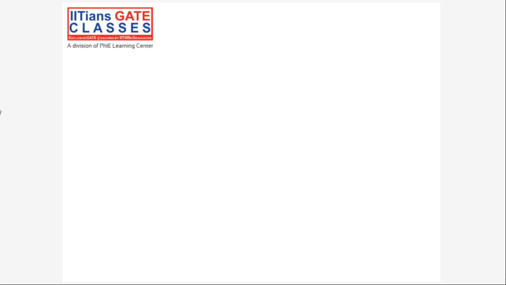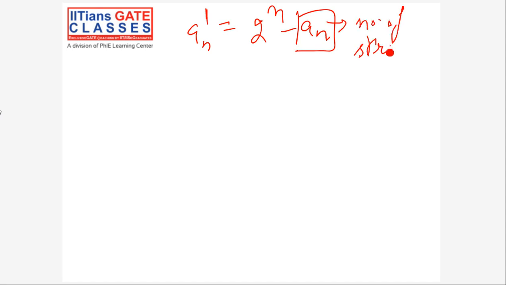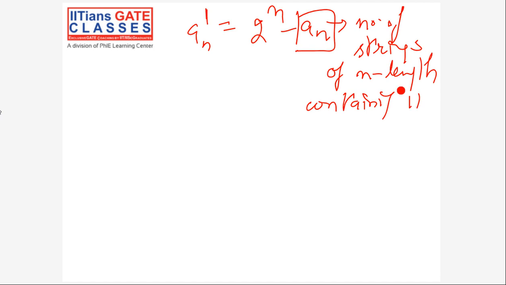Now if I want to write for when 1 1 occurs in the string, can I say an dash is equal to 2 raised to power n minus an? An is the number of strings of length n containing 1 1. Clear to all?